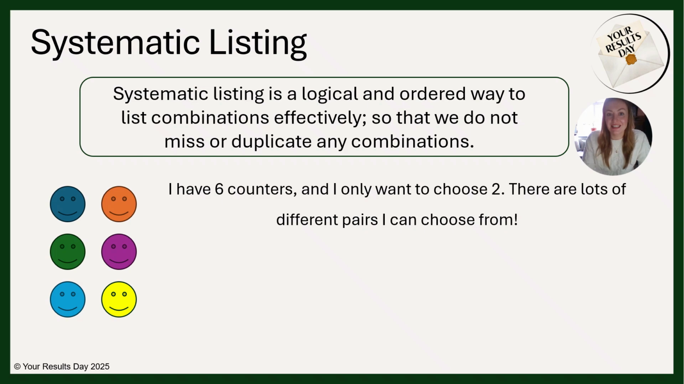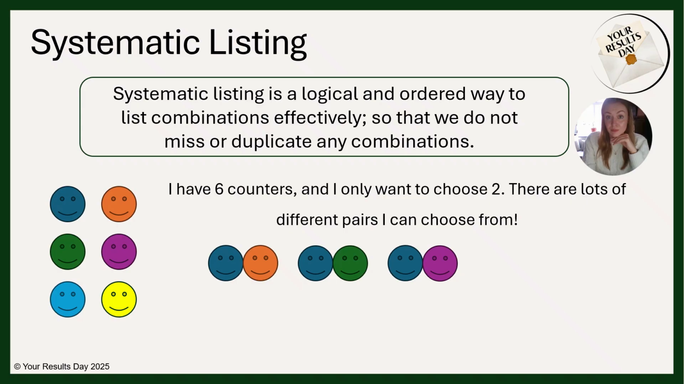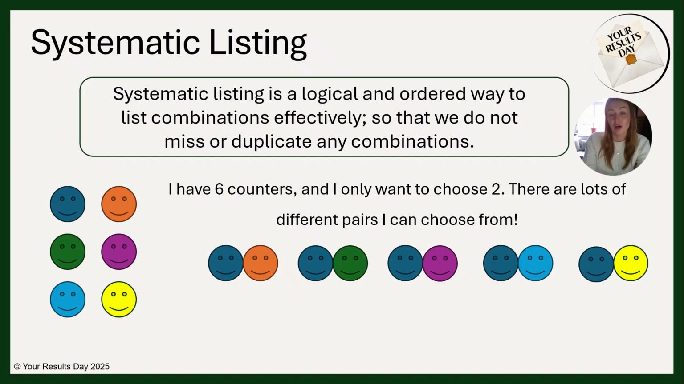We use systematic listing as a way to make sure we get all of the possible combinations without missing one out or without saying the same one twice. Have a look what I mean. If I pick first the darker blue with the orange, that's one possible pair. Sticking with the darker blue, I could also have the green. And if I continue on in the order of the counters, sticking with the darker blue, I could then pair that with the purple. Sticking with the darker blue, I could put it with the lighter blue. And sticking with the dark blue again, I could pair it with the yellow. So I've started and stuck with dark blue until I've paired it up in order with all the other counters it could be with. Then I know I'm done with dark blue and I can move on to the next colour.